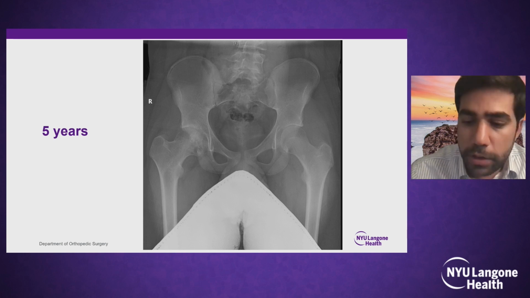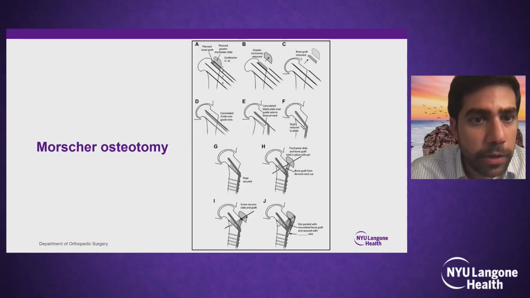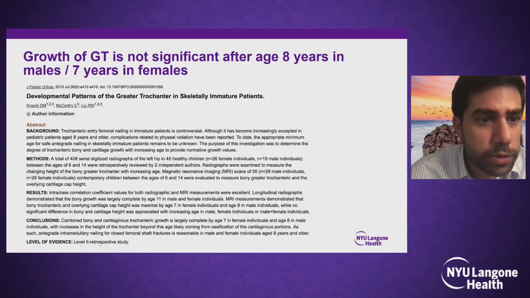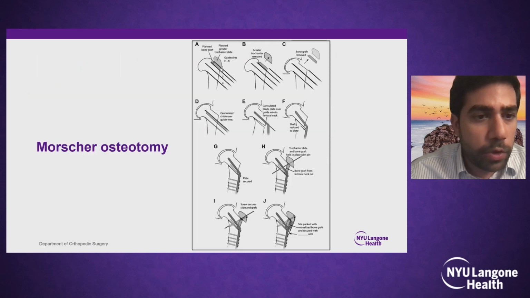However, if that was going to be done at a much earlier age and you end up with a very short neck, there are procedures that you can do, such as the Morscher osteotomy, which was made for patients with Perthes disease and coxa brevis, where you can do relative femoral neck lengthening and bring the greater trochanter over. It's important to note that recent studies show that there's not much GT growth after the age of 8 in males and after the age of 7 in females. So that shouldn't really impact your decision to stop the growth over there, and they don't typically go into varus.